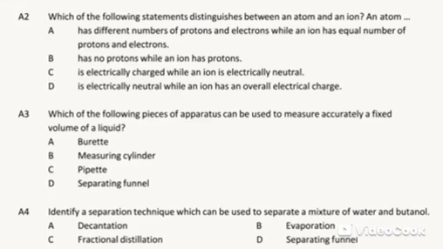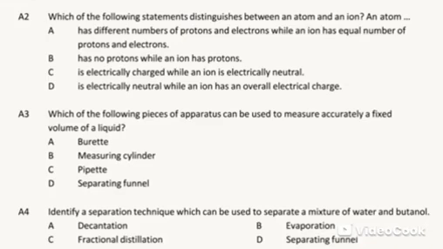Question 3. Which of the following pieces of apparatus can be used to measure accurately a fixed volume of a liquid? A. Burette, B. Measuring cylinder, C. Pipette, D. Separating funnel. The answer here is pipette. You need to remember that a pipette is used to measure accurately a fixed volume of a liquid, while a burette is used to measure different volumes of liquids. So you should distinguish between burette and pipette. Don't get confused.